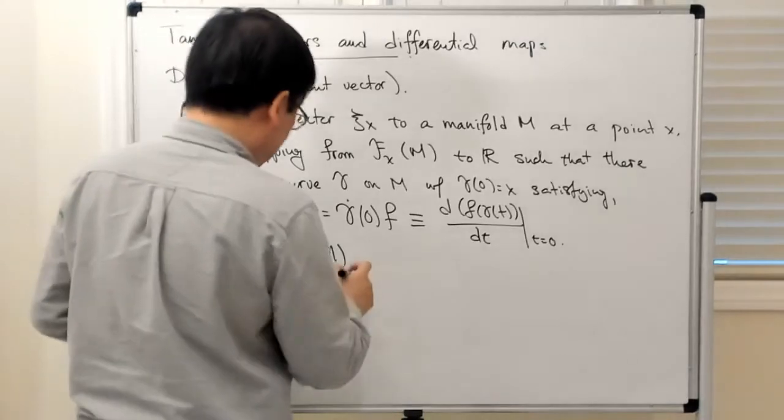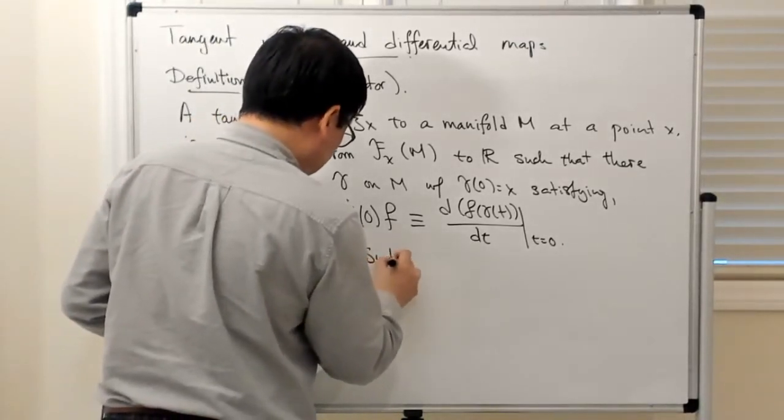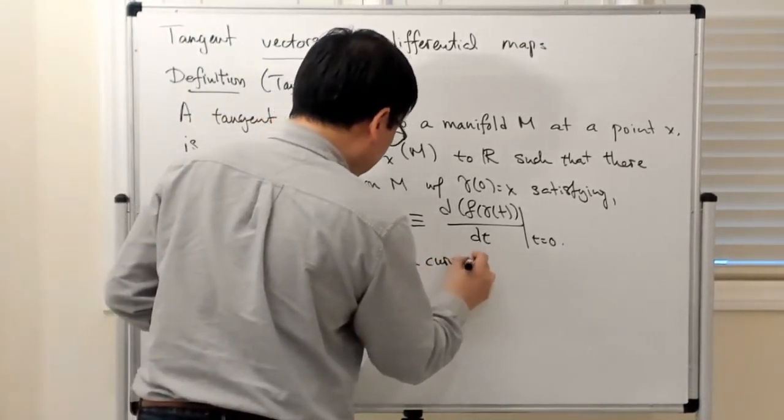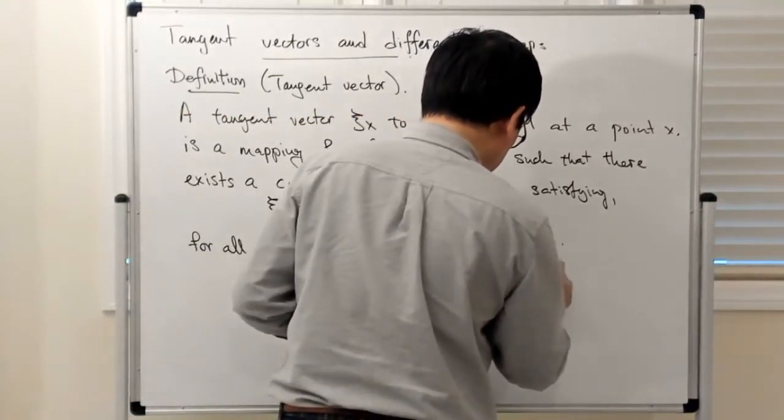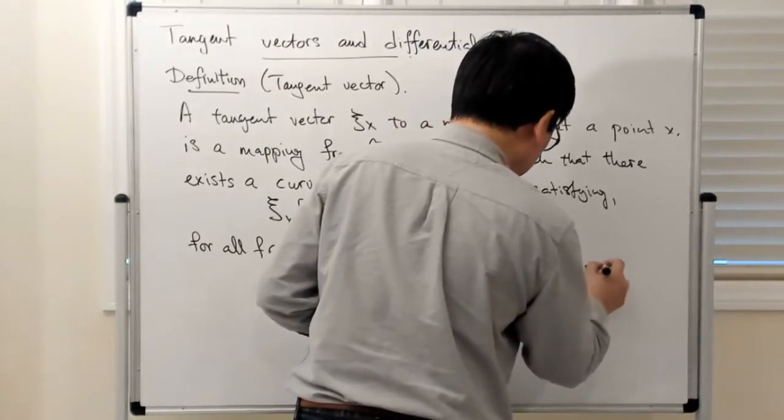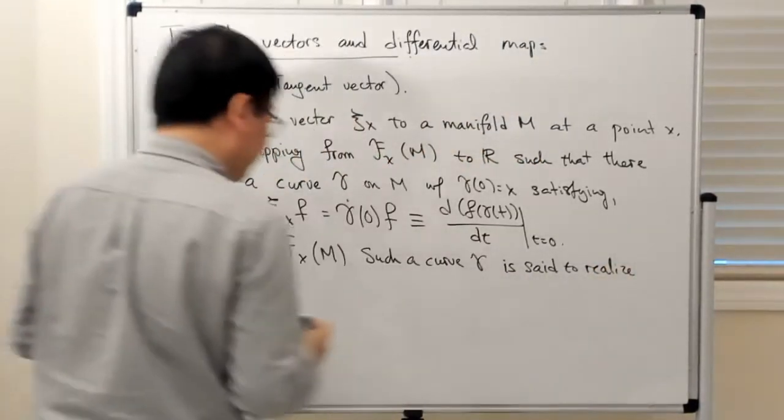Then such a curve gamma is said to realize the tangent vector.